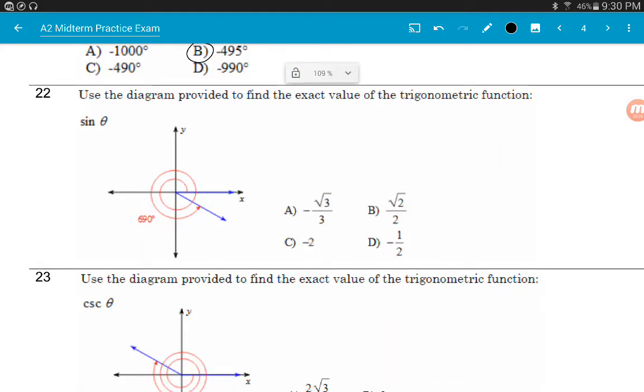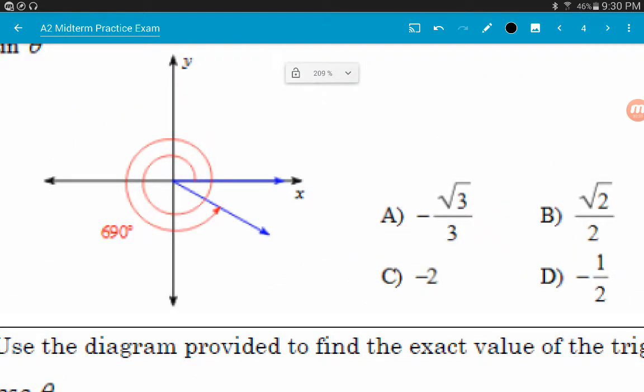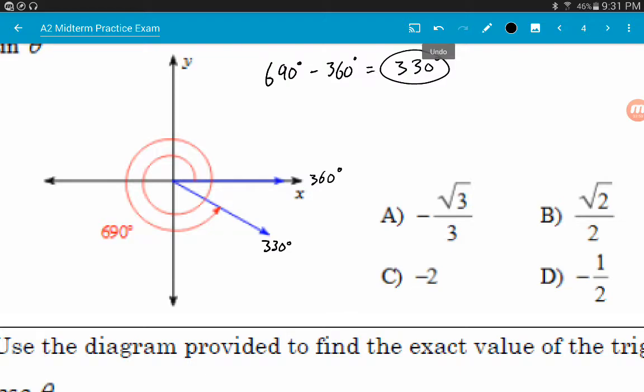For 22, use the diagram provided to find the exact value of the trigonometric function sine of theta. So here's the thing, they tell you 690 degrees, and they're showing that it's like a couple spins around the circle. But you already know how to fix these. 690 is too big. If I subtract 360 from it, it's going to give me 330 degrees. So this is the same thing as a 330 degree angle. Since this is 330 and this is 360, I know that this angle inside here is 30 degrees. That means that we have a 30-60-90 triangle.